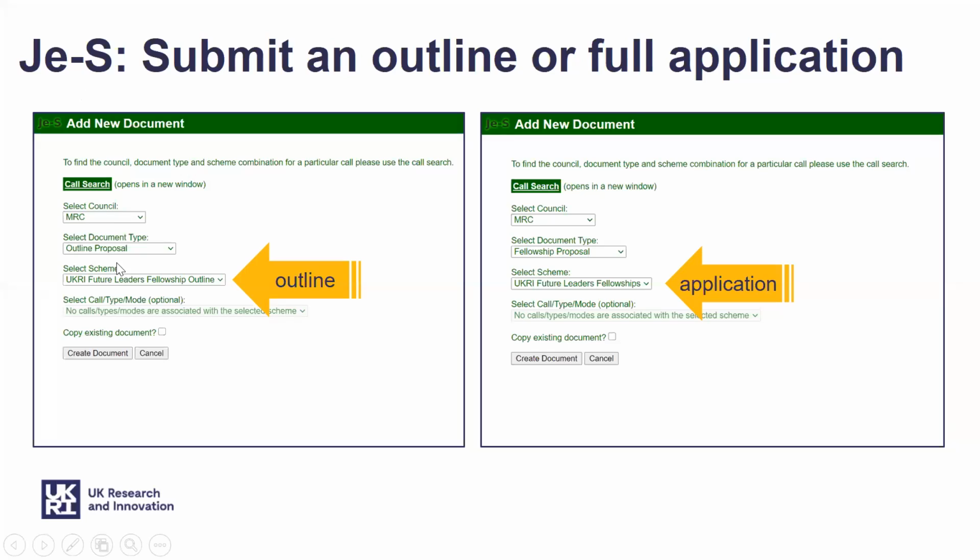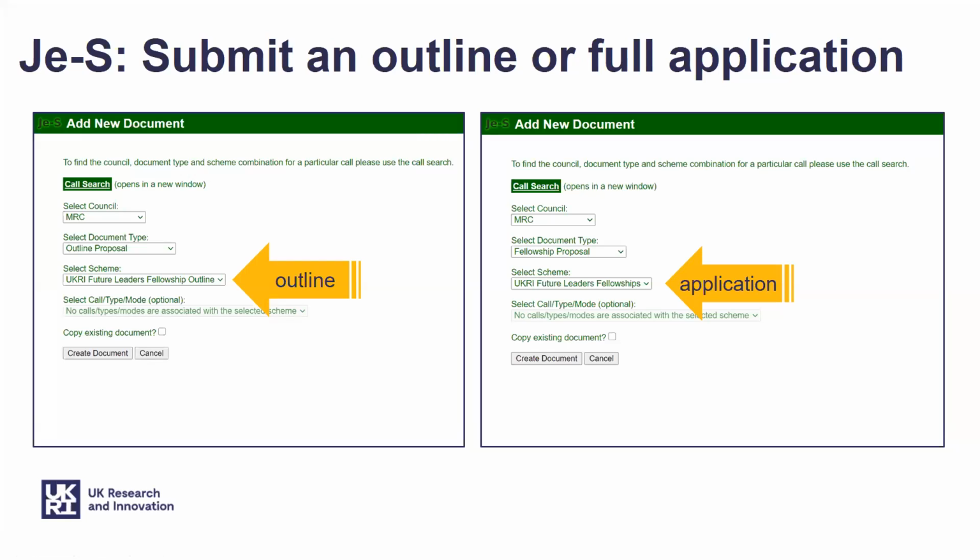Then select document type. So on the left-hand side, this box shows what you need to do to submit an outline proposal to the scheme. Applications are in 2 parts, outline proposals and full applications. And so to submit an outline proposal, you need to select council, MRC, select document type, outline proposal, select scheme, obviously the UKRI Future Leader Fellowship Scheme, but you need to make sure that it says outline here, again, where that big yellow arrow is pointing. And then in the 4th and final box, select call/type/mode. That will then give you this round 6 of the scheme.